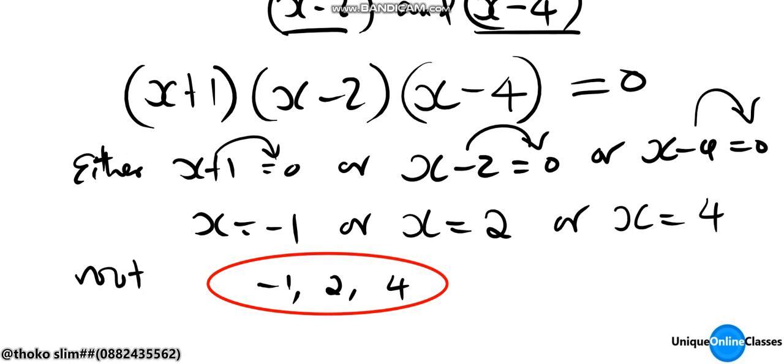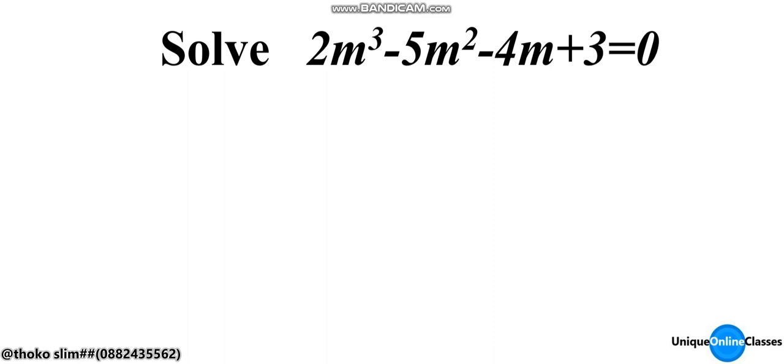Let's now see another problem. On this one, we should solve 2m cubed minus 5m squared minus 4m plus 3 is equal to 0. According to the question, we should find the value of m. So, solution: we consider our constant by finding the factors of that 3.